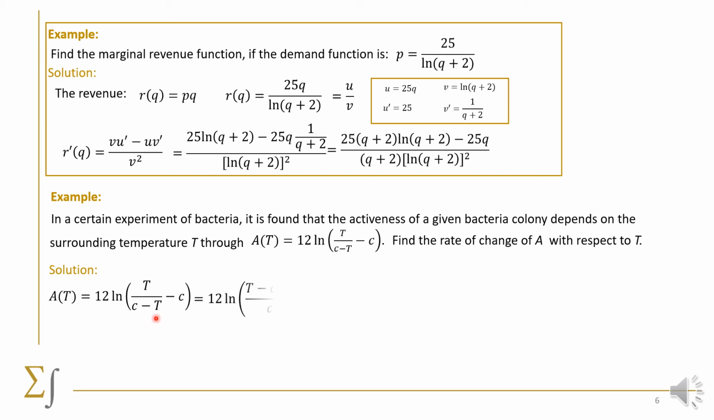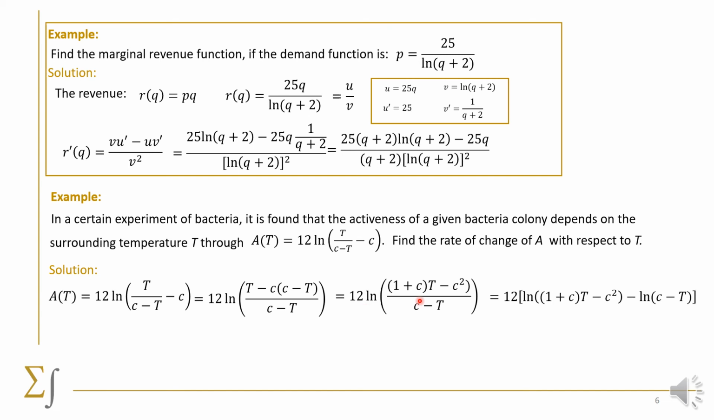We have it in front of us, and then we make a common denominator. So here we have (T minus C) into (C minus T) all over (C minus T). Next, we apply the property of the logarithm of a quotient: the logarithm of A over B is equal to the logarithm of the numerator minus the logarithm of the denominator. So here we have the 12 ln. Again, I'm simplifying, and now I'm applying logarithm of numerator minus logarithm of denominator.